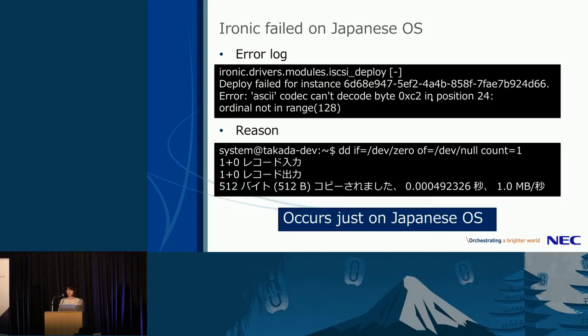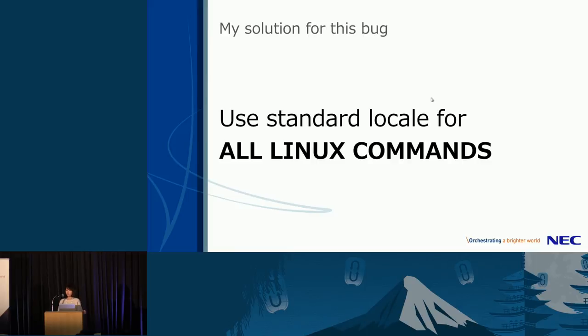One day, I tried to use Ironic on Japanese OS, but it failed. The error log is like that. The reason was, as you can see, an ASCII codec error. Some message catalogs of Linux are translated to many languages, and this error occurred because Ironic doesn't use standard locale. And then I posted a patch to fix this bug.